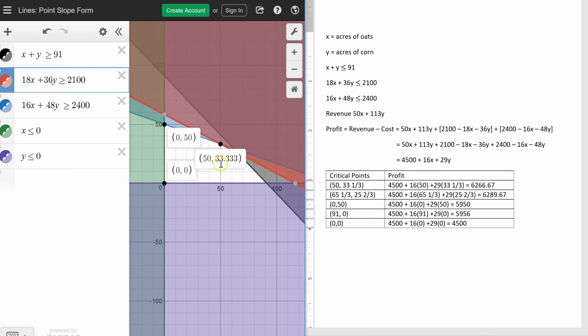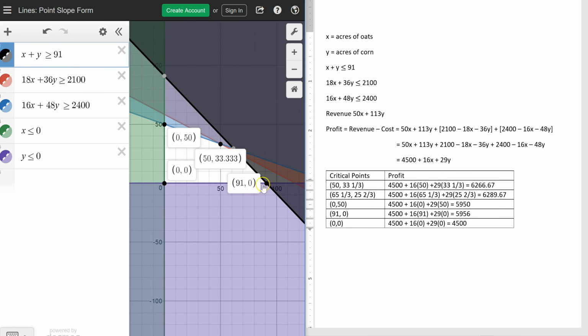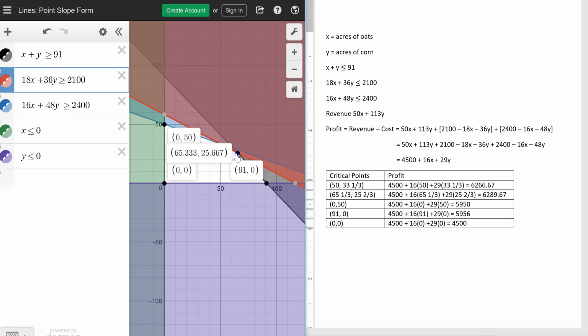50, 33.333. Now, it's very important in this problem to actually use the fraction equivalent of this, or else your answers are not exact. So I use the ordered pair 50, and then 33 1/3, because 0.3 repeating is 1/3. I also have the ordered pair 91, 0, and I need to turn off this label so I can get to the other one. The other one is 65 1/3 and 25 2/3. So here are all my critical points, maybe not in the best order, but they're all there.